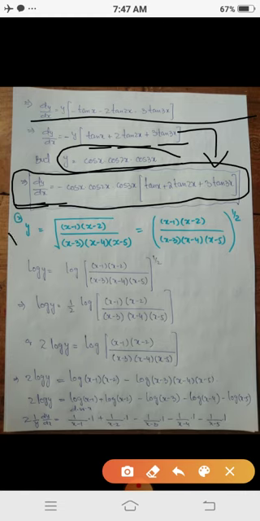Now if we consider this irrational function like y equals the square root of (x minus 1) into (x minus 2) upon (x minus 3) (x minus 4) (x minus 5).